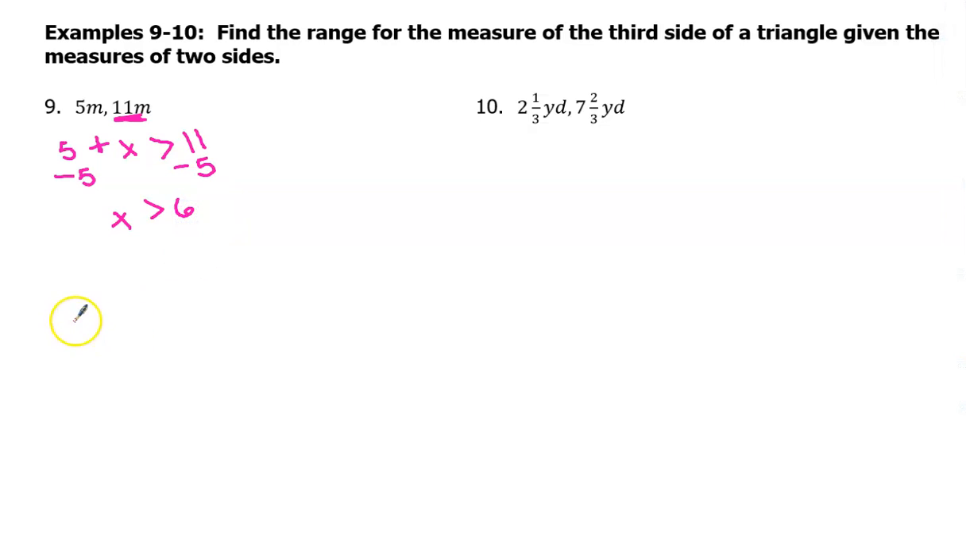Now that's a strict inequality, which means it can't equal 6. It can't be 5 plus 6 equals 11. That's not going to work. That's not going to make a triangle. So it has to be strictly larger than 6. So this is part of our range: x greater than 6.